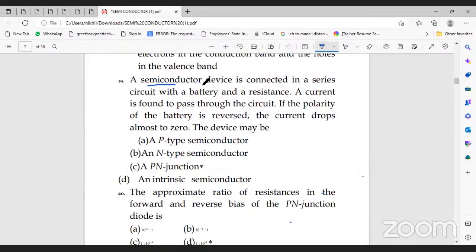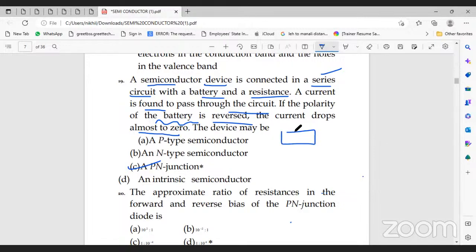There is a semiconductor device that is connected in series circuit with a battery and resistance. A current is found to pass through the circuit, and when the polarity of the battery is reversed, the current drops almost to zero. Then the device may be what? It should be a PN junction, no?